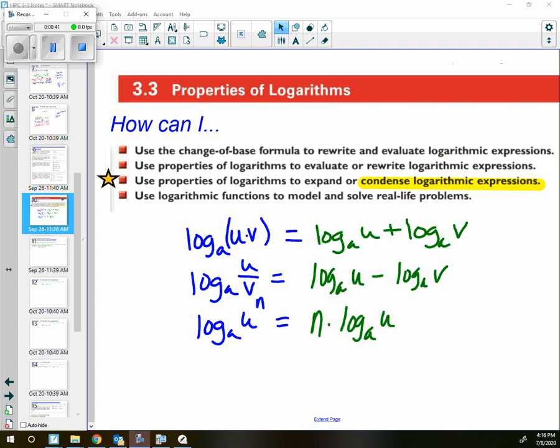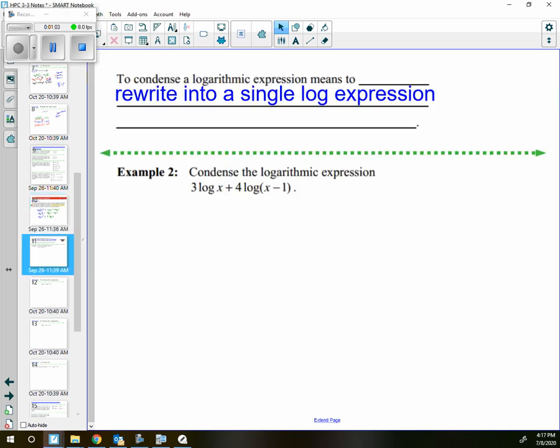The log of the product, property number 1, is the sum of the 2 logs. Property number 2, the log of the quotient is the difference of the 2 logs. And then the log of a power is the power times the log. So it's basically those same 3 exponent properties that we always use, because remember, logs are exponents, so they follow those same rules. All right, so today we're going to talk about condense for part 2 here.